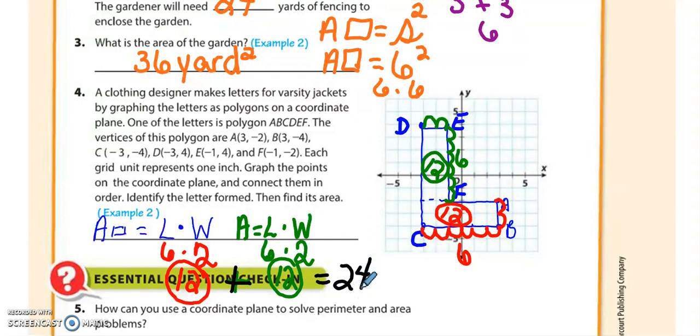And then I always go back up to my question to look for what my label would be. If there's no label, it's units. But in this case, it does say it was inches. So I'm going to do inches squared. Remember, area is square area. So the answer would be 24 inches squared.